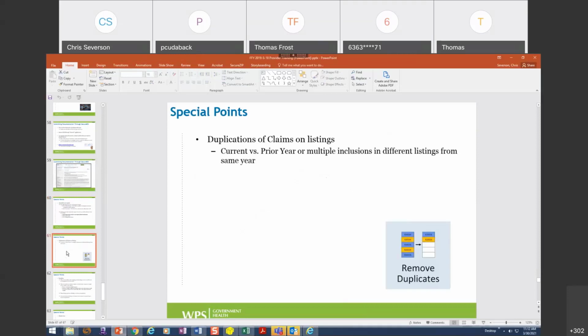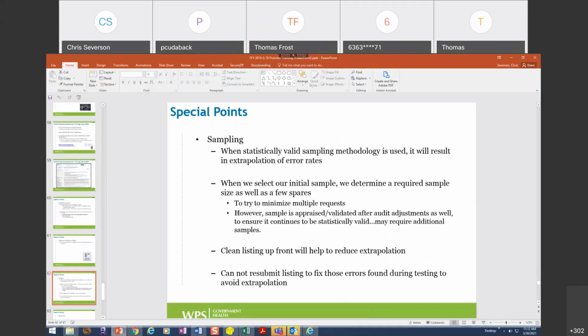Now let's see a couple of special points on some of these we've already gone through. The duplications of claims on listings. You might have the same claim showing up in multiple listings. If part of the claim was written off one year, part written off the next year, that part's fine.